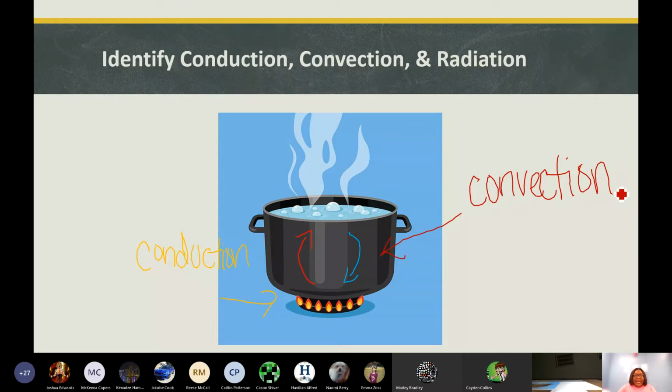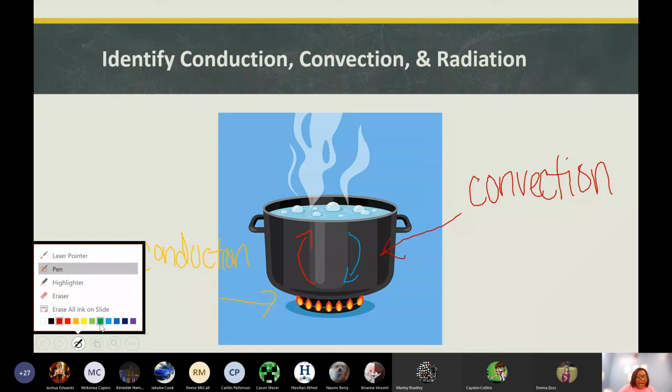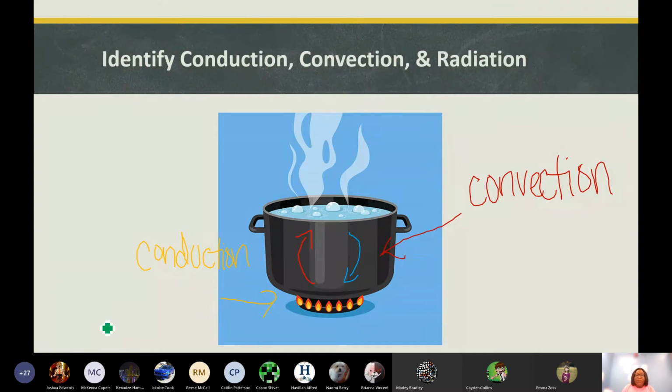Okay. And so with convection and conduction, radiation is what's happening around that pot. Remember, I introduced that word to you, emit. When we say radiation emits, it means that heat is being put off, put out. So radiation is happening with those heat waves we see coming from that pot. Radiation is being seen here as heat is emitted from that boiling water.